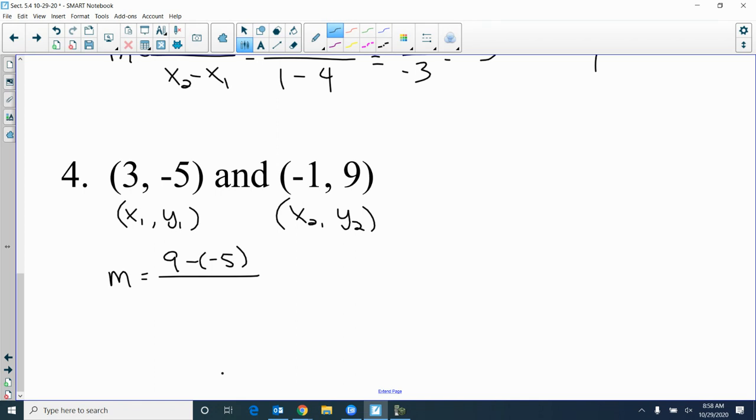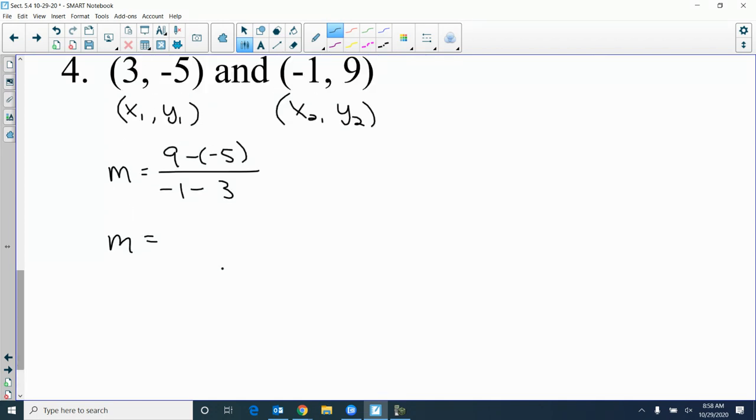Don't do anything. Okay, so mine, this is first and this is second. So I do 9 minus -5 and I do -1 minus 3. Just watch. So now, 9 minus -5, that is 14. -1 minus 3 is -4, right? Reduce that. What does that reduce to?